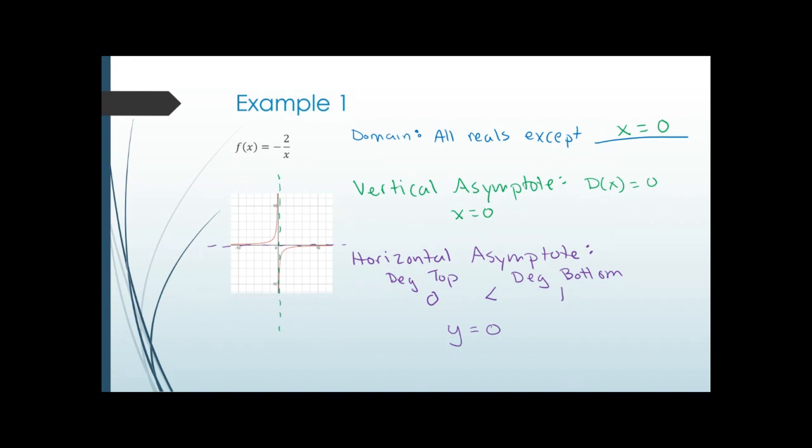If your vertical asymptote is at x equals 0, you can't have x equals 0, so that also tells us there is no y-intercept. Because in order to find the y-intercept, you set x equal to 0, but x cannot be 0. So we have no y-intercept.